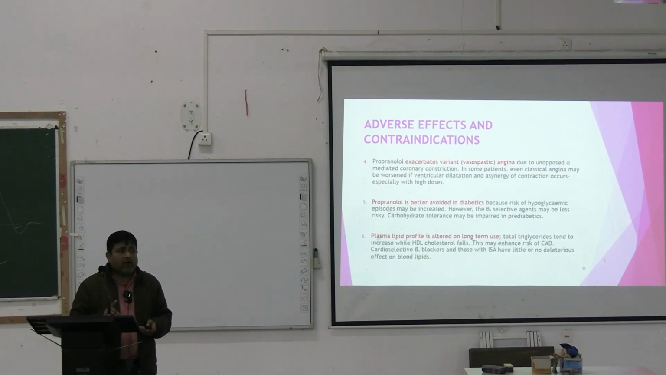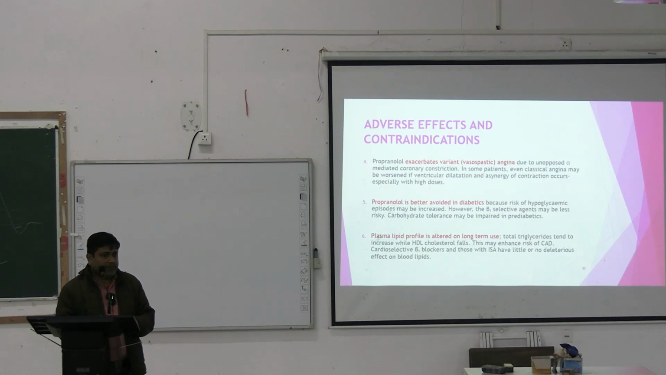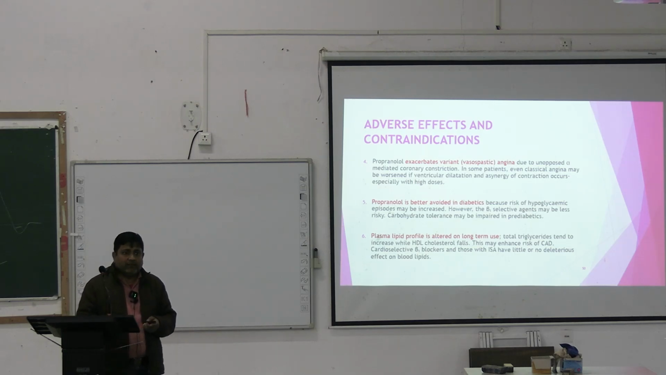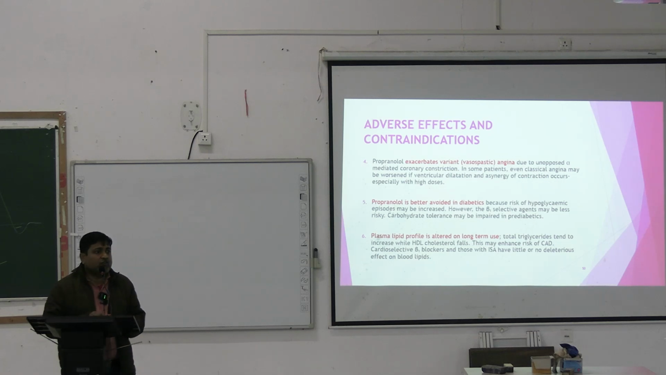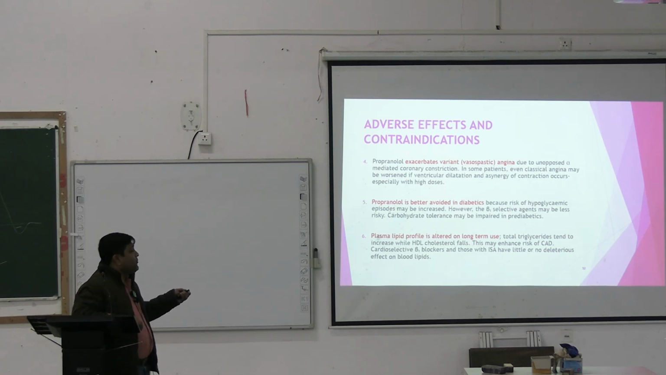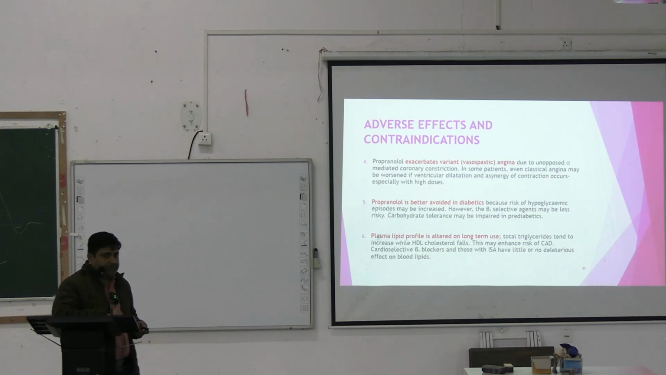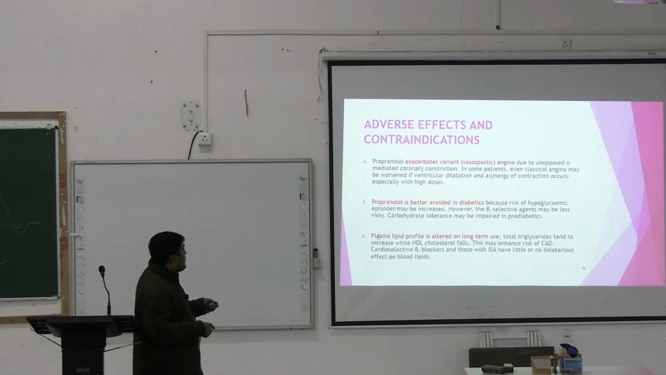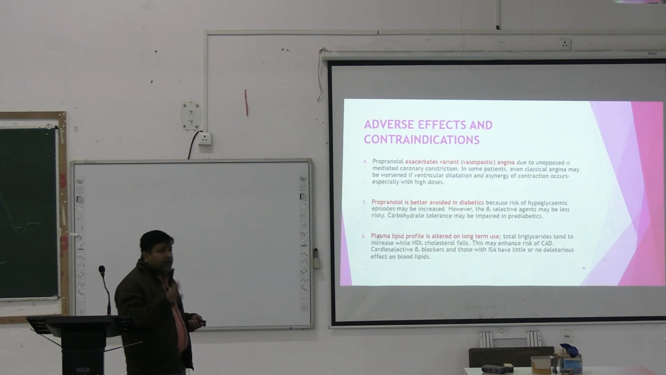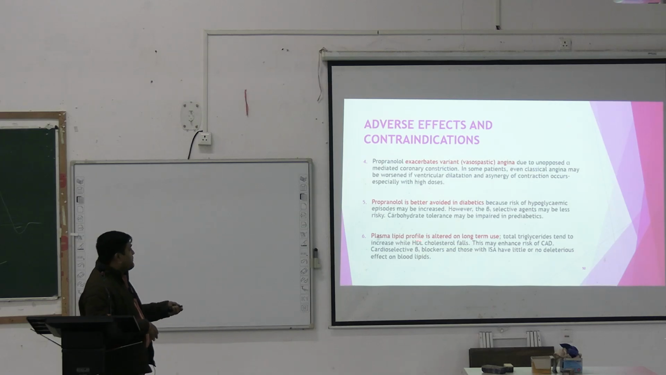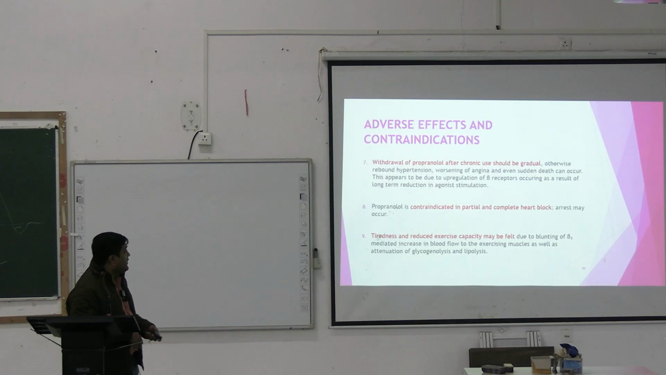Propranolol, or any beta blocker, should not be given in vasospastic angina or variant angina, because the major pathology is coronary vasoconstriction. Now, if we use propranolol or other beta blockers, the vasoconstriction will increase further. Propranolol is better avoided in diabetics, already discussed. Plasma lipid profile is altered on long term use, already discussed.